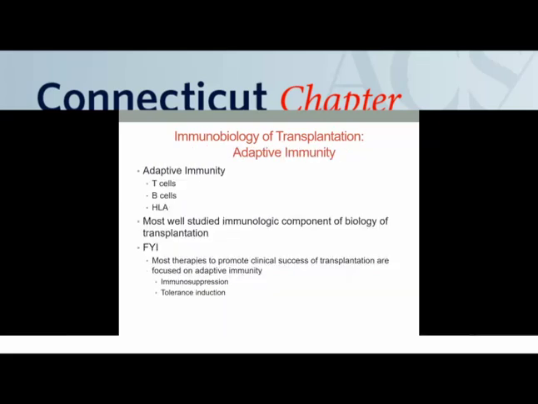So the components of the adaptive immune system are basically T cells, B cells, and then the human leukocyte antigen loci, or more commonly referred to as major histocompatibility complex. These are the most well-studied component of biology and transplantation, and based on that fact, these are where most of the therapies or immunosuppression is based. So if you understand a little bit about the adaptive immune response and its role, it'll make it easier to understand how the drugs that are used work, and also what they might have in terms of side effects. All right.